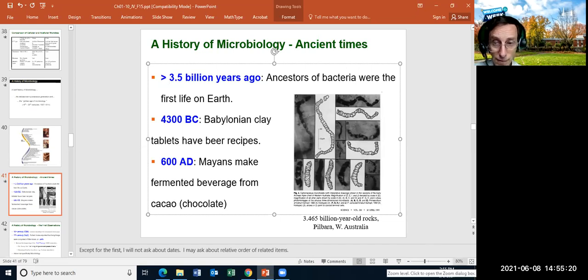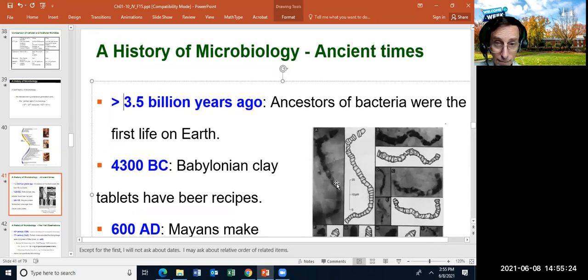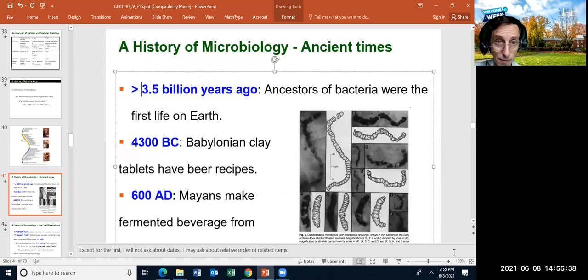And actually, you're looking at it here. Here is a fossil of a bacteria. That's an artist's picture of it, but there it is there. Clearly a bacteria, and it's about 3.5 billion years old.